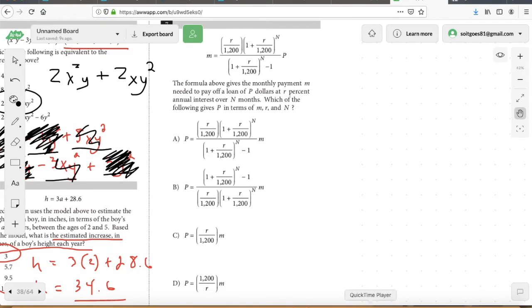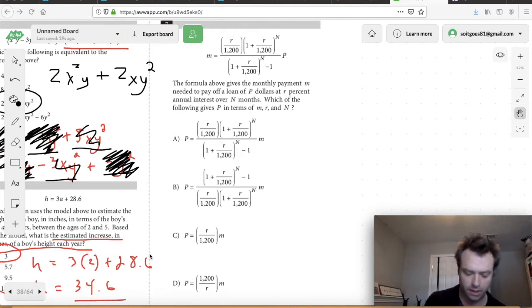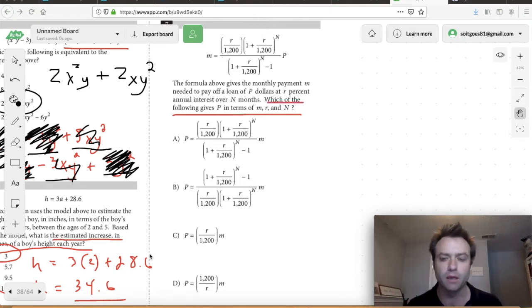All right, so we've got this giant messy fraction right here. The formula above gives the monthly payment M needed to pay off a loan of P dollars at R% annual interest over N months. Which of the following gives P in terms of M, R, and N? Okay, so what do we solve for here? We're trying to find P in terms of M, R, and N, which is kind of a fancy way of saying isolate P. That's kind of what they're looking for. You see this wording on the SAT a lot.